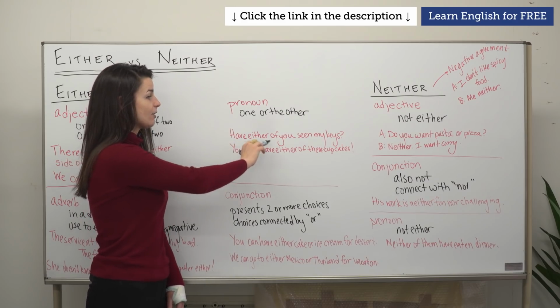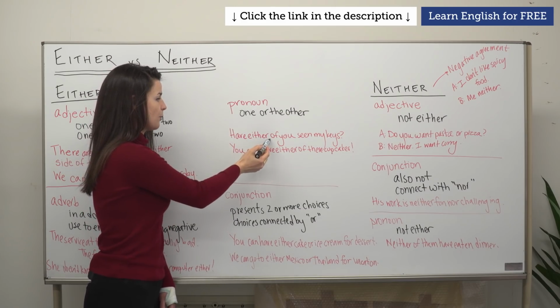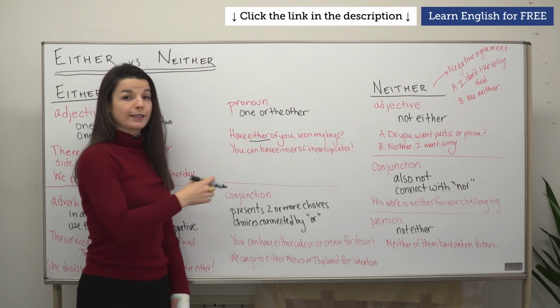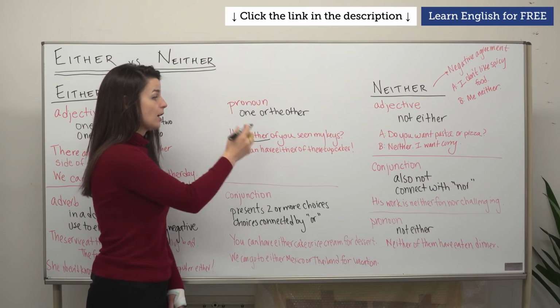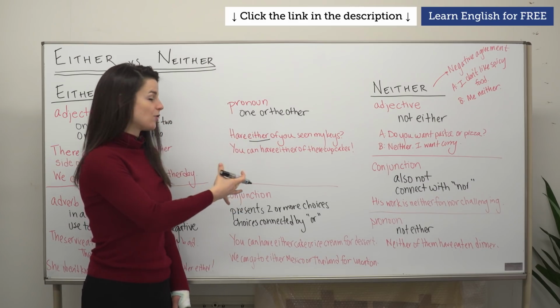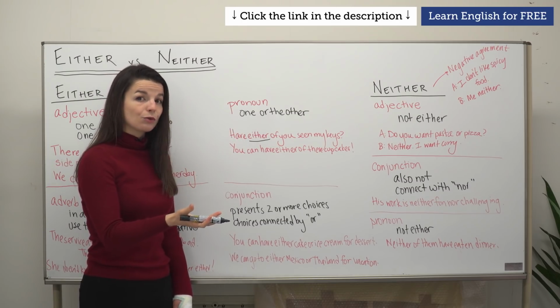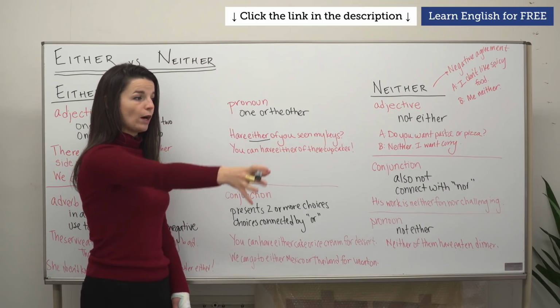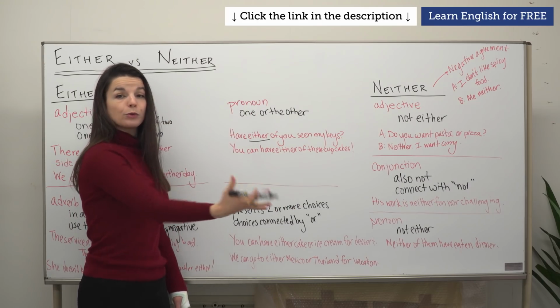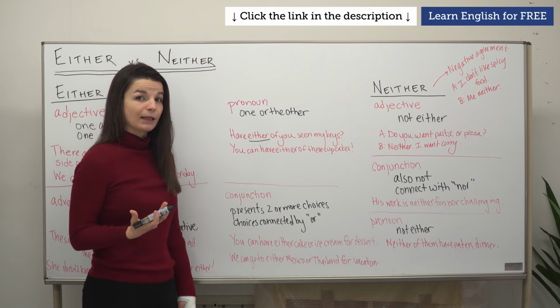Have either of you seen my keys? So here we have either of you seen my keys? Either shows us there are two people in this situation. There are two people listening to this statement. Have either of you seen my keys? Meaning one or the other of you two people listening. Have you seen my keys?